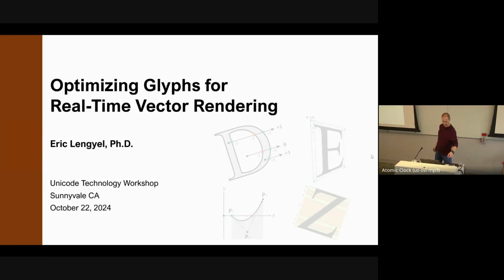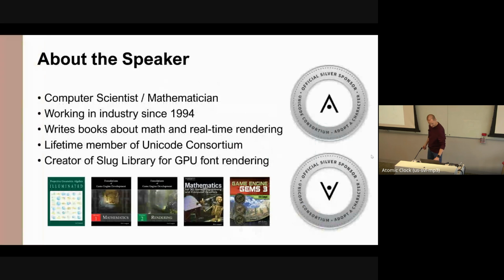Okay, and we're recording. All right, my name is Eric Lengyel. I am a lifetime member of Unicode and a silver sponsor of a couple different symbols that I use in my mathematical research. That has nothing to do with this talk. I'm a computer scientist and mathematician working at a small company called Terathon Software. I've been doing it since the mid-90s. I generally work on real-time rendering, game engines, 3D graphics, anything that involves the GPU.